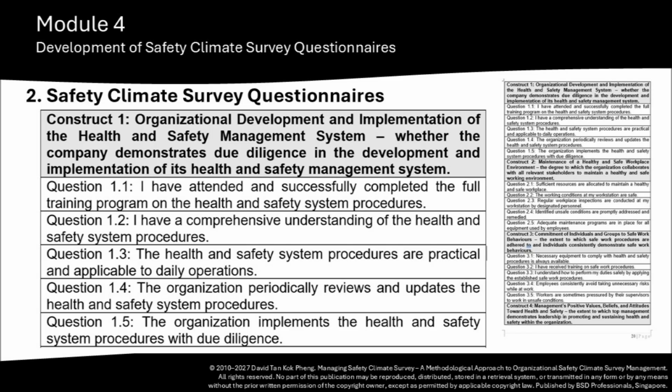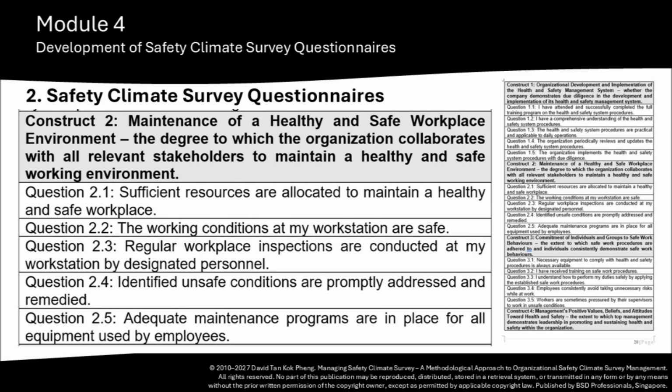This slide presents Construct 2, which focuses on the maintenance of a healthy and safe workplace environment. The objective of this construct is to evaluate the extent to which the organization works together with relevant stakeholders to ensure that employees operate in a safe and healthy environment. Question 2.1 examines whether the organization allocates sufficient resources, such as funding, equipment, and manpower, to support workplace health and safety initiatives. Question 2.2 assesses employees' perceptions of the safety of their workstations.